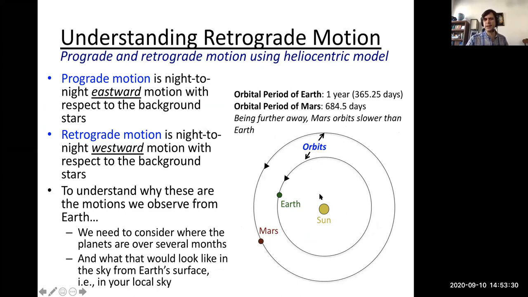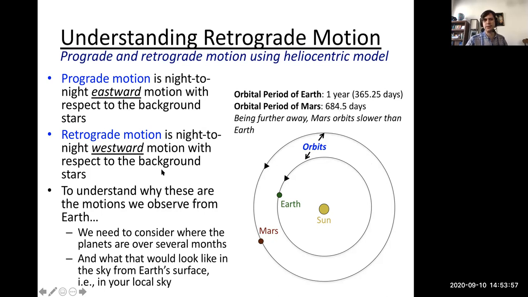Of trying to explain retrograde motion, or really the retrograde motion of Mars, with a Copernican model, which is going to have perfectly circular orbits, but Mars is farther away, so it'll orbit slower. And what we're going to do is, we have the orbital period of Earth. It'll go around the sun in 365.25 days. The orbital period of Mars is 684.5 days, so it's moving slower.